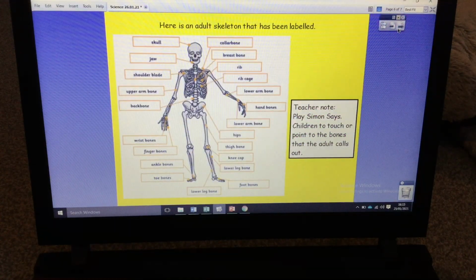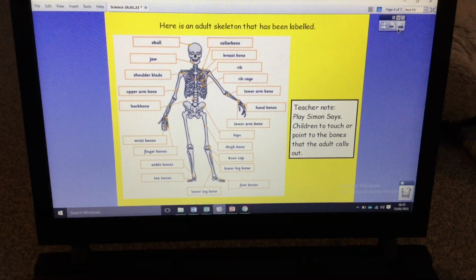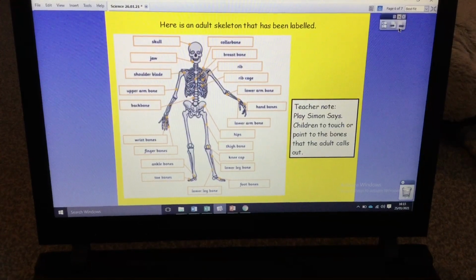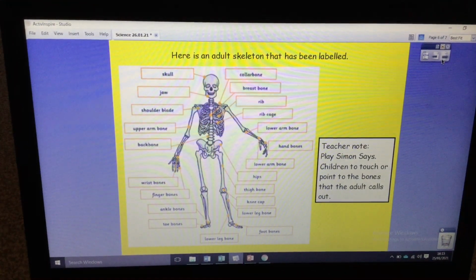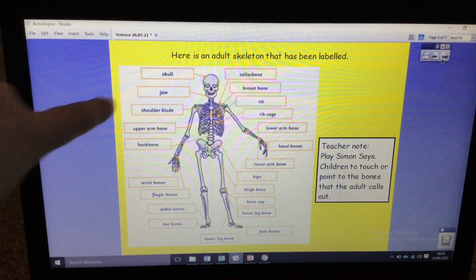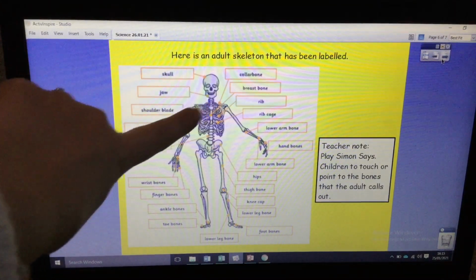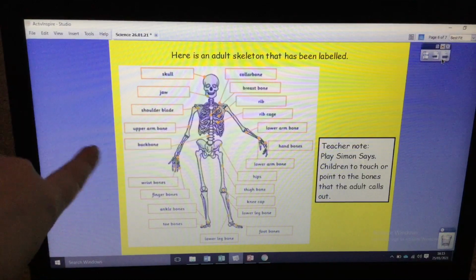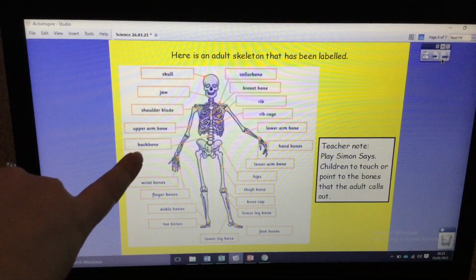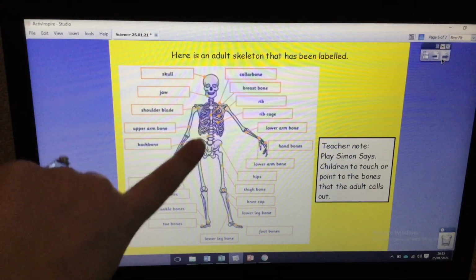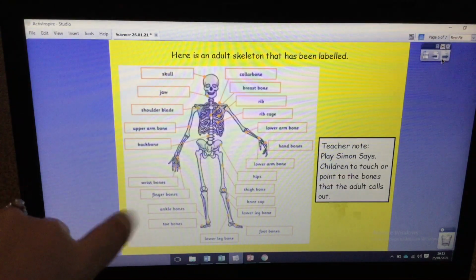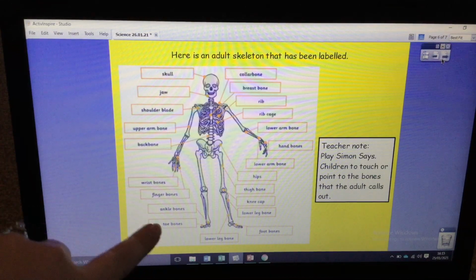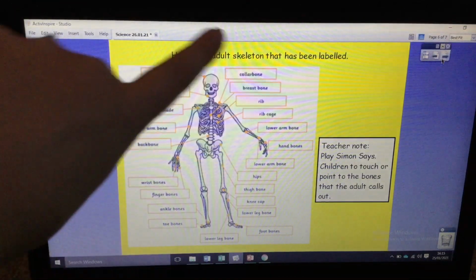Here is an adult skeleton that has been labelled. So we've got all our important bones here. I'm going to go from top to bottom and then back down the other side. So we've got our skull, our jaw, our shoulder blade, our upper arm bone, our backbone, otherwise known as our spine, our wrist bone, our finger bones, our ankle bones, toe bones, and then we'll come back up to the top.